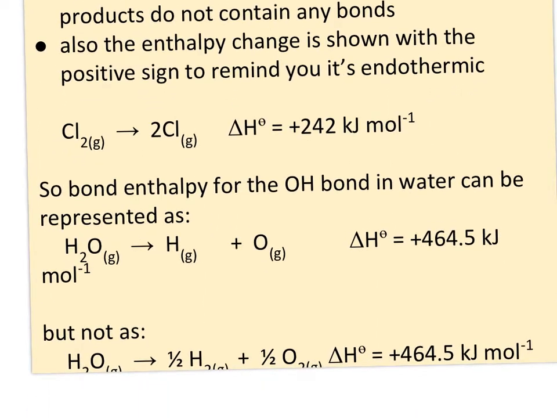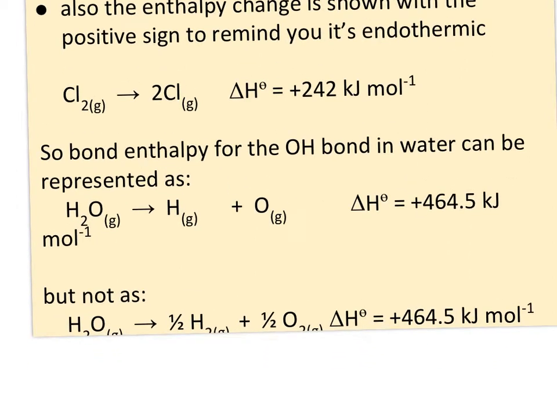So the bond enthalpy for chlorine is given here, and if you look at the two below, I also included these two. I notice I got cut off a little bit, but we can work with this. The bond enthalpy for the OH bond in water can be represented as H2O gas being split into H atoms and O atoms, and actually I need a 2 here. I need to have 2 H atoms and 1 O atom.